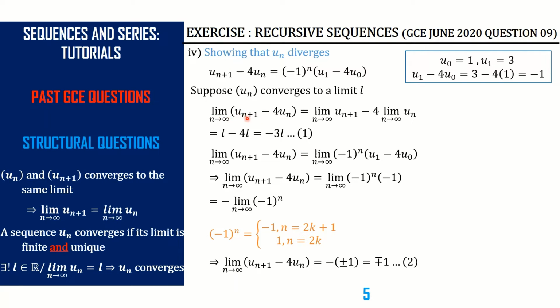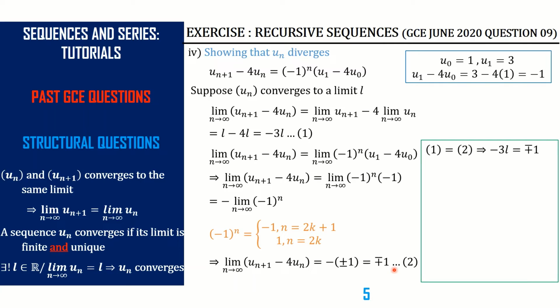So equation 1 will be equal to equation 2 because the limit of this is the same. The limit is negative 3L in equation 1, and the very limit is minus plus 1 in equation 2. So those two equations are the same, meaning that negative 3L is equal to minus plus 1. We can divide both sides by negative, and we get L to be minus plus 1/3, or plus or minus 1/3. So we can conclude that L is equal to negative 1/3 if n is odd, and 1/3 if n is even.